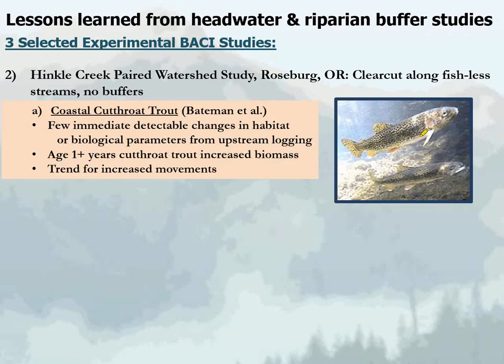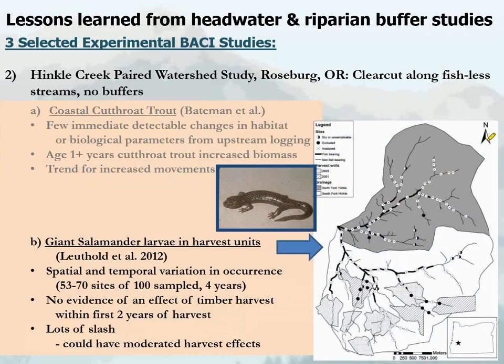A second study done in Roseburg, Oregon, was the Hinkle Creek Paired Watershed Study, and they looked at fish and amphibians. For fish, they didn't really detect any changes in their fish numbers or fish habitats. There were some subtle things happening. Cutthroat trout had increased biomass, increased weight post-treatment, and there was a trend that the animals were moving around a bit more. So this is a little bit inconclusive, and it was partly, I think, because of the study design that was difficult to detect a change in trout numbers.